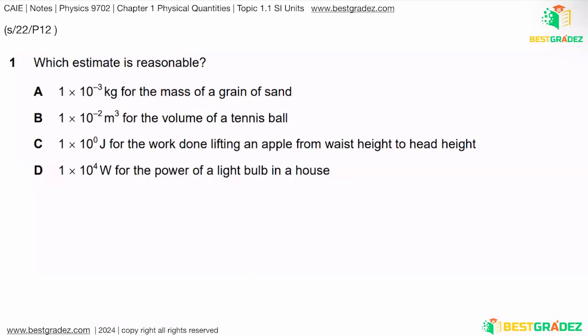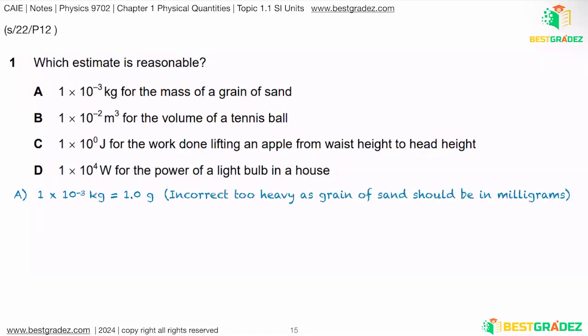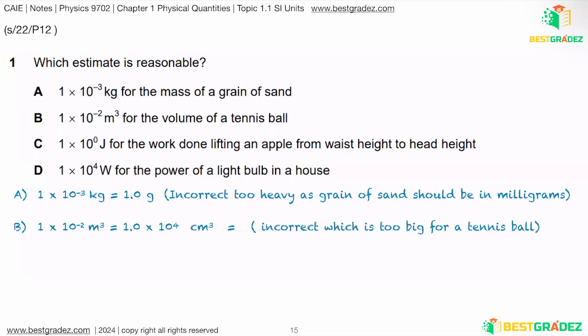Give this MCQ a try. So A is incorrect. A grain of sand, I told you at the start, is in milligrams. 1 gram is 10 power minus 3 kilogram. When it is 0.2 grams, how can a tiny piece be 1 gram? Okay, now compare with the coin. So 1 gram is too heavy for a grain of sand. Tennis ball: we just found out the answer was 6,000, and this in cm cube is 10,000. So a tennis ball should have a value less than 6,000.